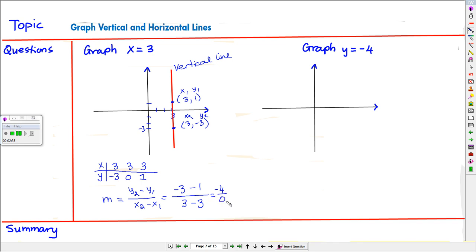Now we cannot have 0 in our denominator, so we can conclude right here that the slope is undefined.